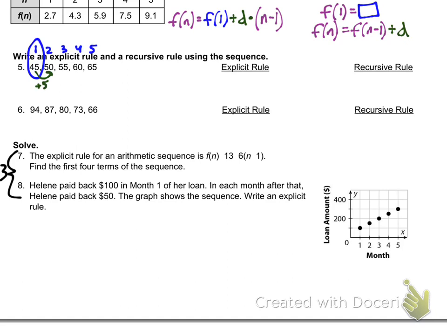This last kind of problem is one that would earn you a 3 on the quiz. It's a little more thinking. So for example, the explicit rule for an arithmetic sequence is that. I think your sheet of paper does a better job of capturing the equation. For the first 4 terms of the sequence, just plug in n equals 1, then n equals 2, n equals 3, and then n equals 4, and that should give you the first 4 terms.